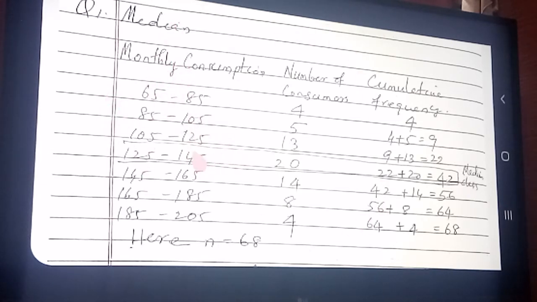See all the columns: 65 to 85, 85 to 105, 105 to 125, etc. These are the number of consumers, that means the frequencies, how many persons are consuming this much electricity. Next column is the cumulative frequency. What type of cumulative frequency is coming here? A less than cumulative frequency table.